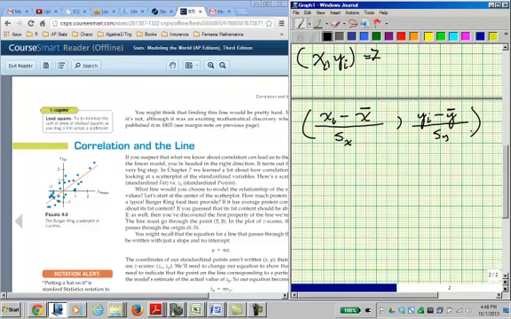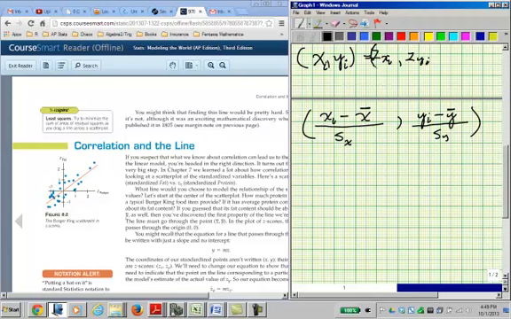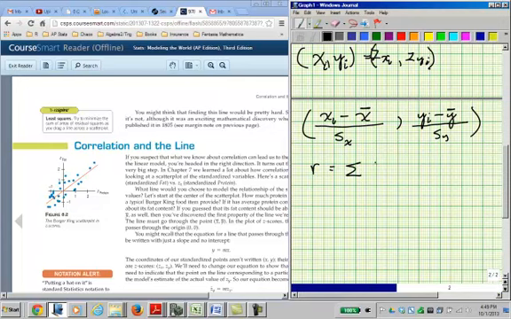And so what do we end up with? We end up with z sub x sub i, comma, z sub y sub i. So we end up with a set of z-scores. Now correlation, which is the strength of the linear relationship, equals the sum of the product of the z-scores of the linear pairs divided by n minus 1.